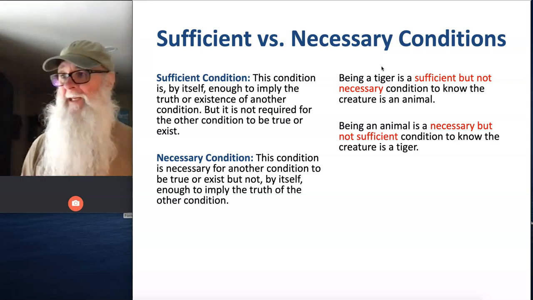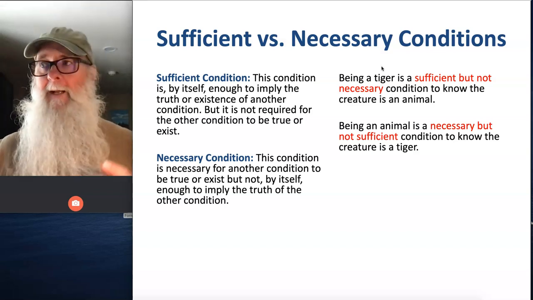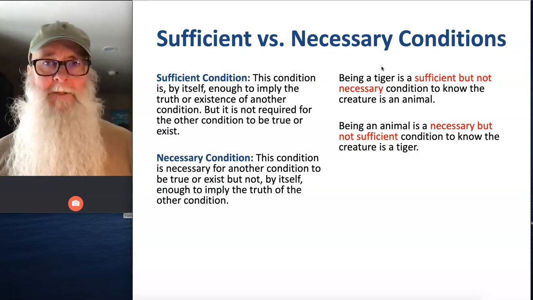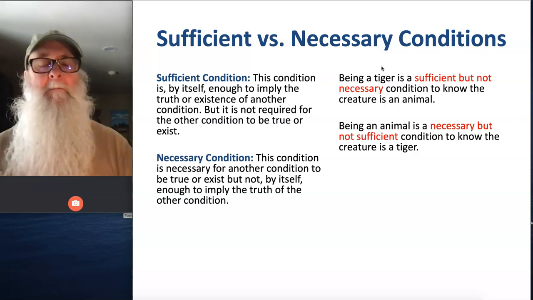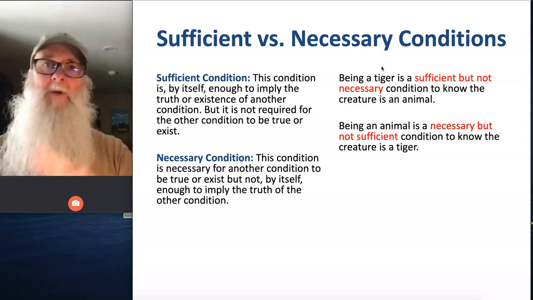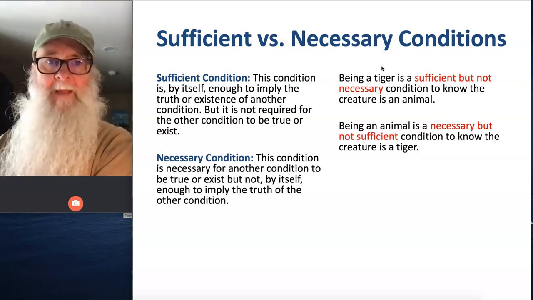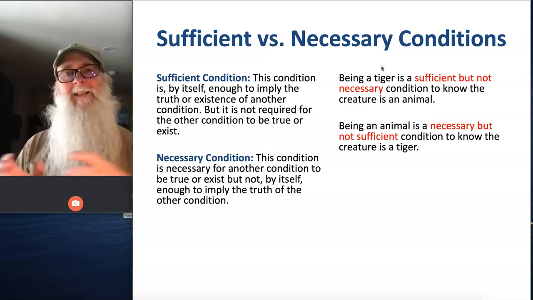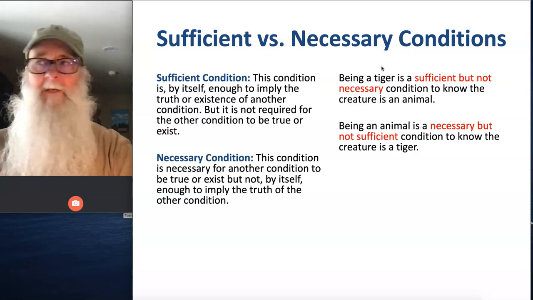Now, being an animal is a necessary but not sufficient condition to know the creature is a tiger. So if you tell me, hey, there is an animal in the garage, I can't draw any conclusions about whether that animal is a tiger, a squirrel, a cat, or a dog. But I know that if it is a tiger, a squirrel, a cat, or a dog, that is sufficient to tell me it's an animal. Because being an animal is a necessary condition for being a tiger, a cat, a squirrel, or a dog. I think I mixed that up there.